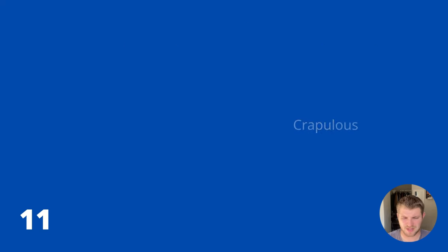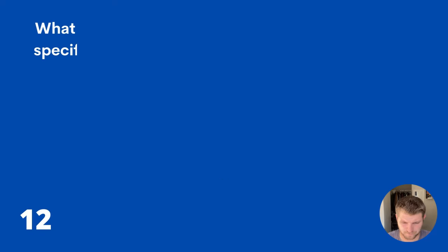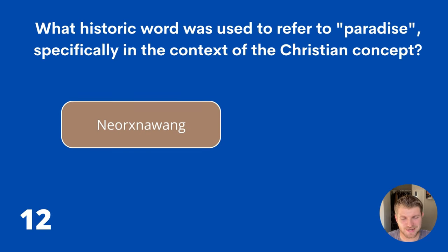A great word. 12. What historic word was used to refer to paradise, specifically in the context of the Christian concept? Neox, Noang, Langer, or Vista? And the answer is Neox, Noang.